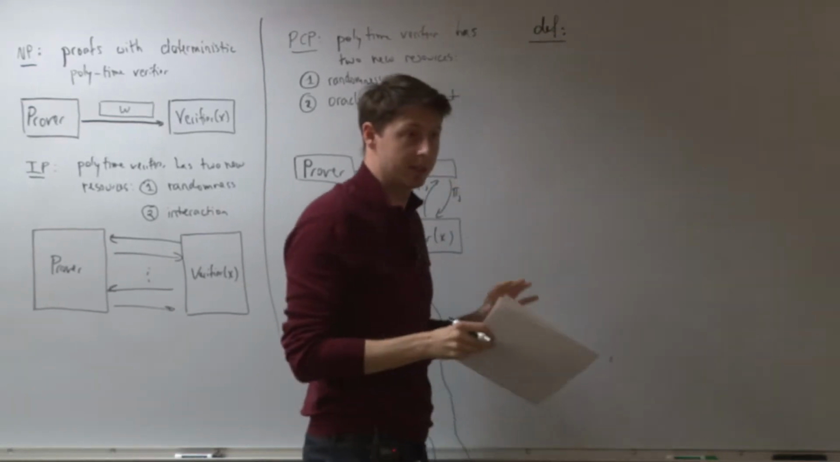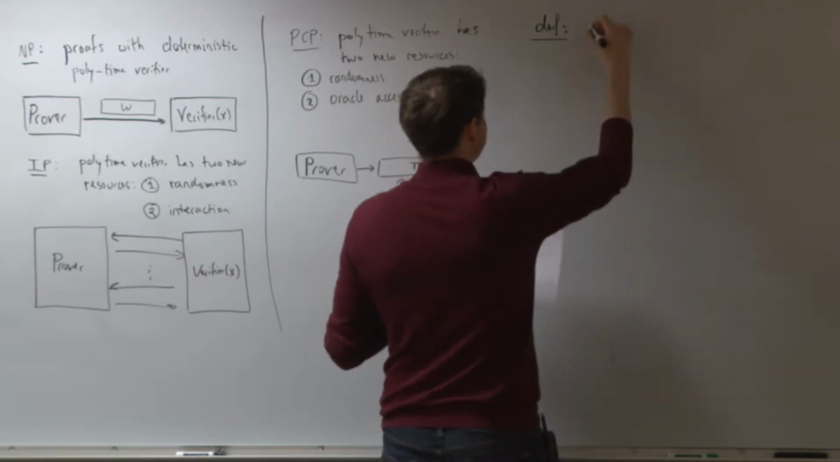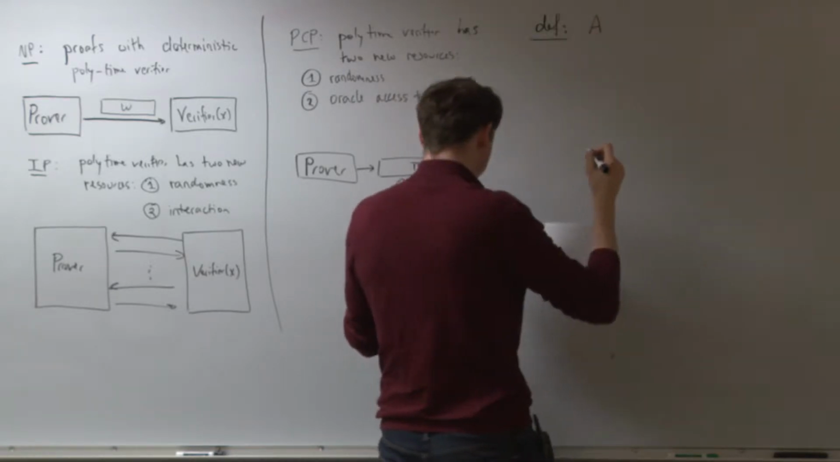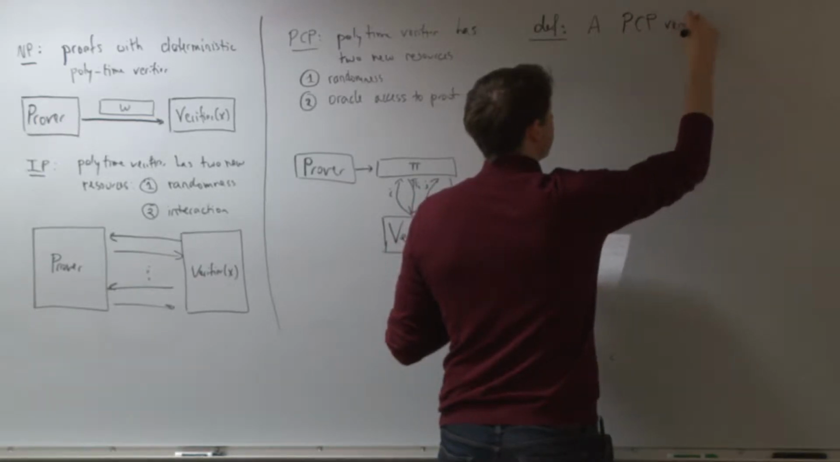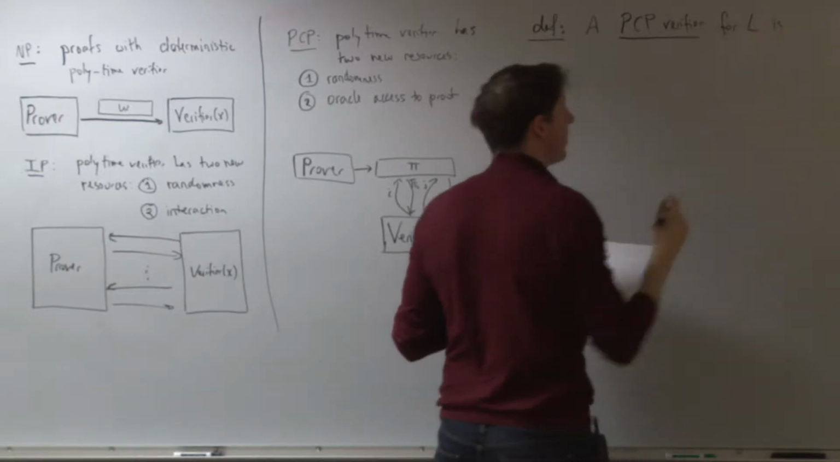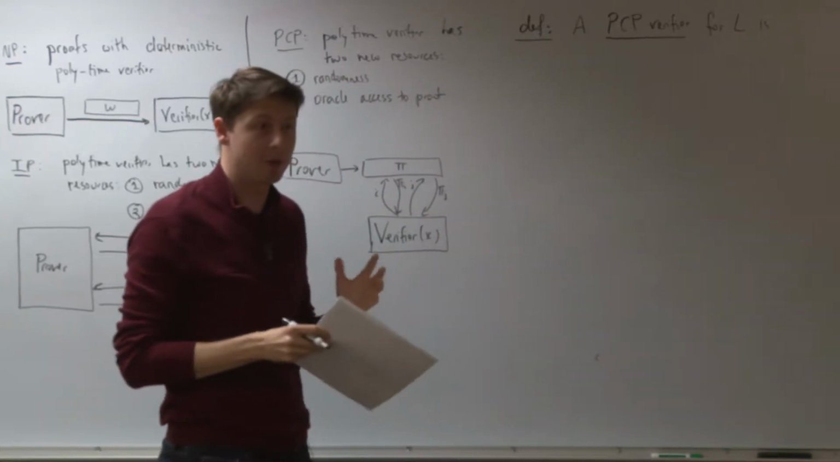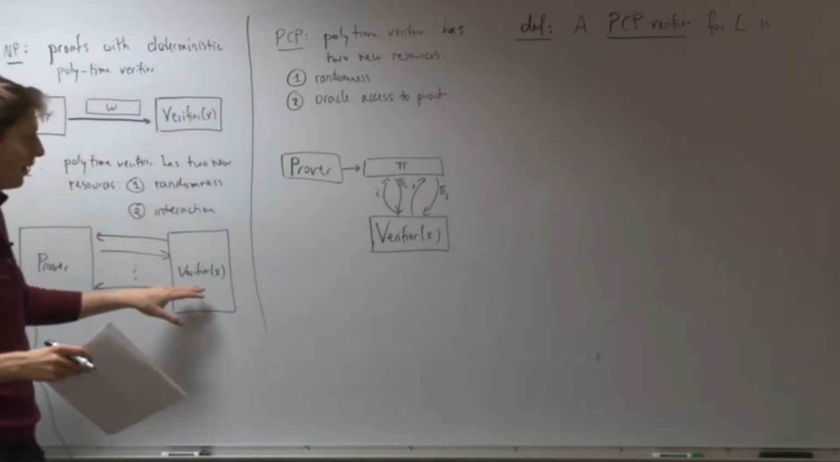Today is not going to be a very heavy class, just for a change. So a PCP verifier for L is, let's first try to understand syntactically what it is. Before, for an interactive proof, the verifier was what?